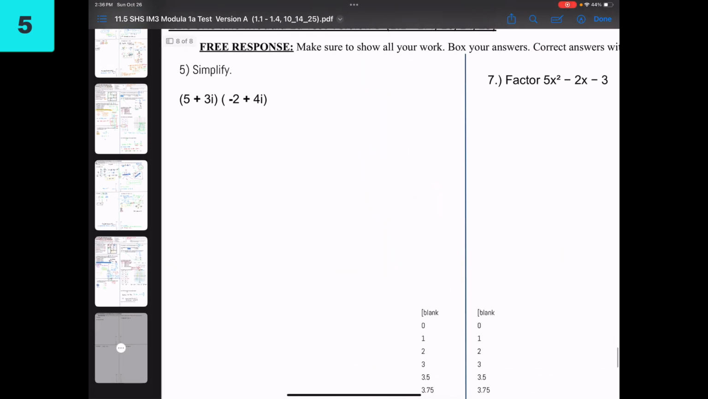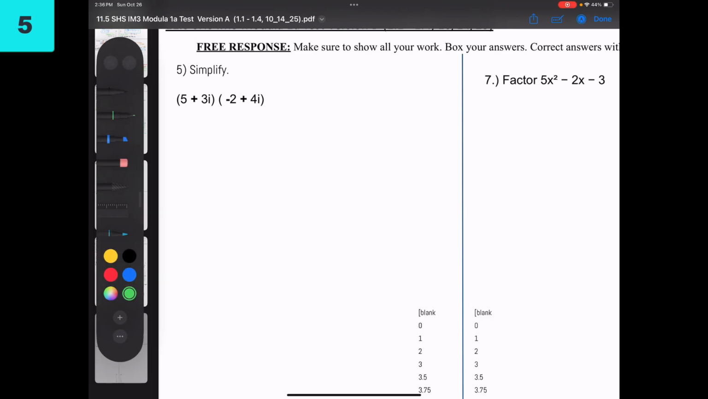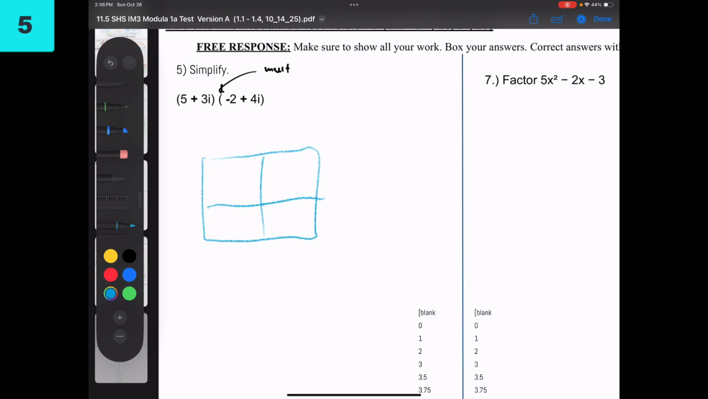Okay, number 5. So notice that this is multiplication because there's no math symbol there. A lot of students miss this problem because it was a problem I required you to do when I was absent. 5 plus 3i can either go on top of the sign, and then -2 plus 4i.